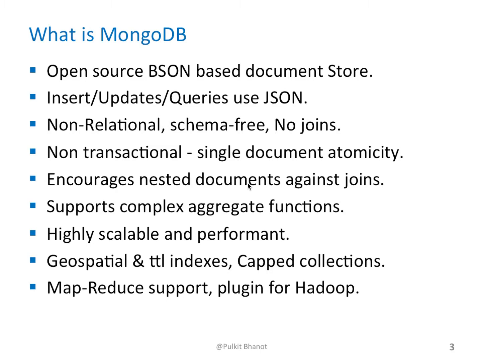Look at some of the features that MongoDB provide. MongoDB is a NoSQL database which uses BSON for storing the data internally. It provides a rich JSON support for insert, update, and query operations. It is a non-relational and non-transactional database. It does not have any support for joins, but it allows heterogeneous records to coexist in the collection. This is one of the most important features in MongoDB.